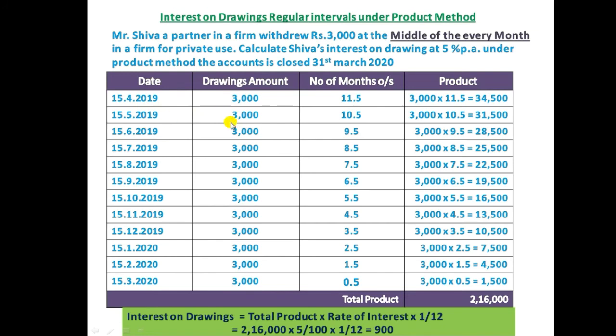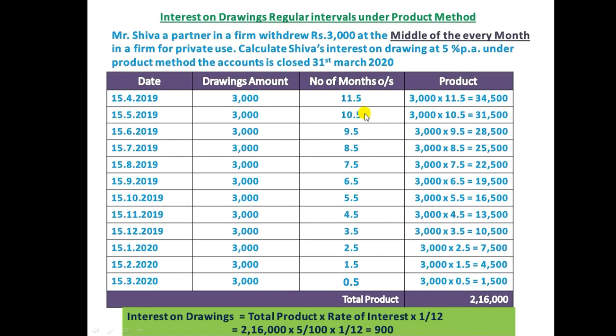On 15/5/2019 he took 3,000. On 15/6/2019 he took 3,000. Likewise, every month in the middle he drew the amount for his personal use till March 2020. And we need to calculate the number of months outstanding. In the month of April it is half a month. From May it is a full month. So from May to March we will get 11 months, and April half month, so we'll get 11.5.